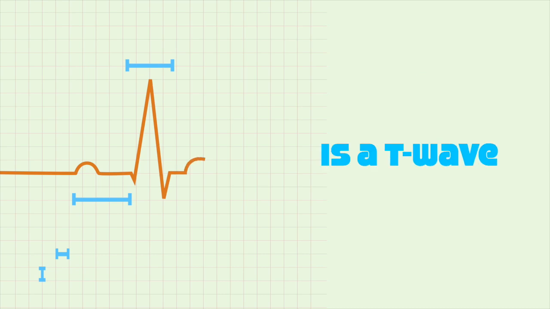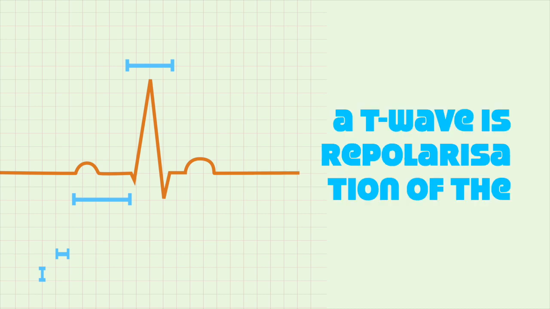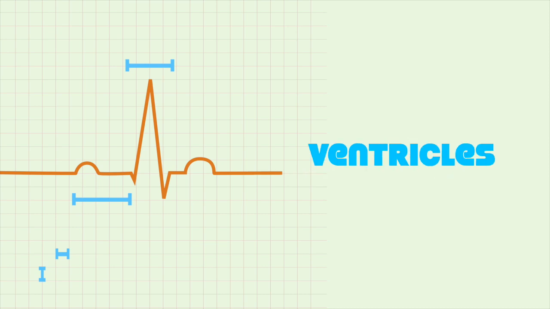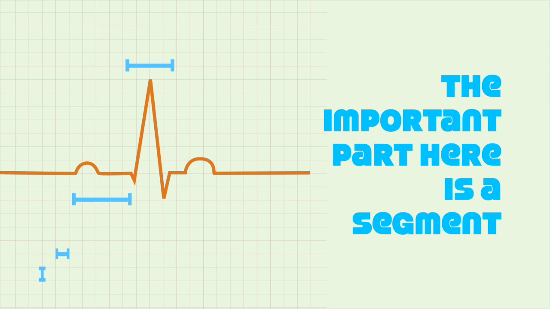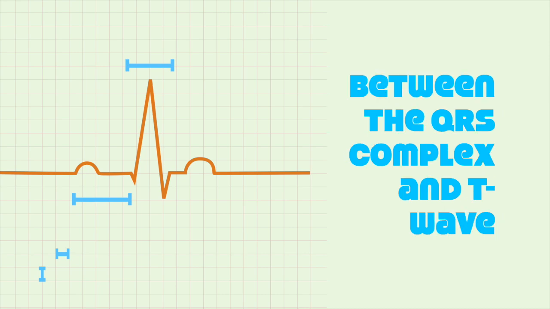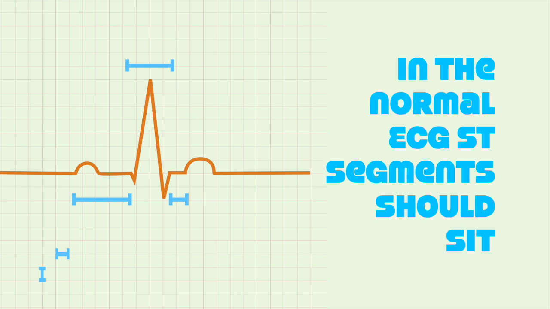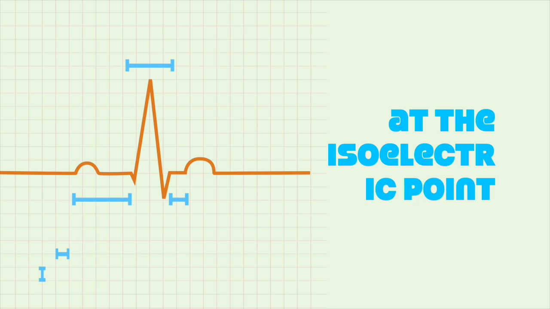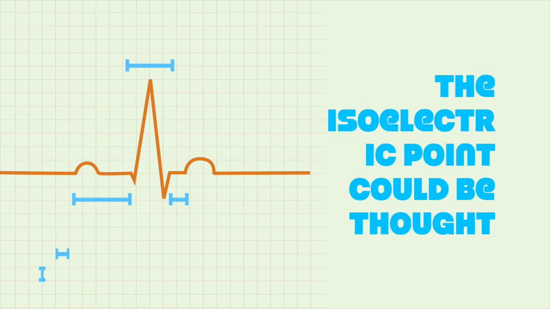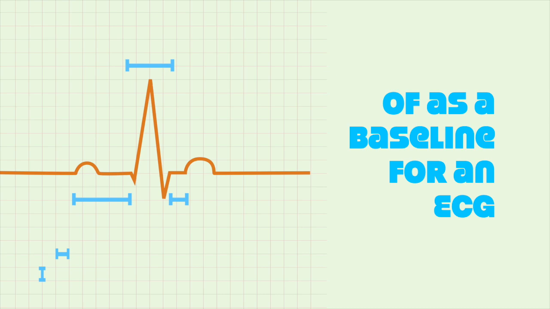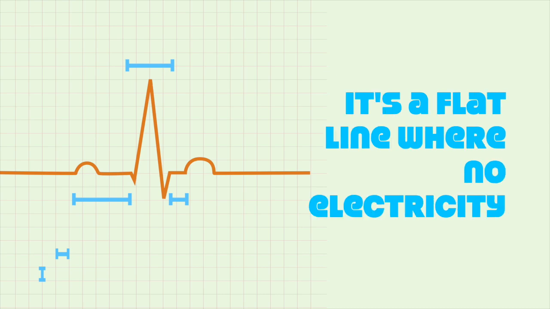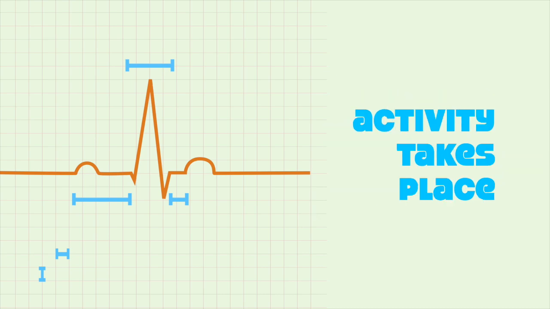The next and last wave we'll talk about is a T wave. A T wave is repolarization of the ventricles. The important part here is a segment between the QRS complex and T wave called ST segment. In a normal ECG, ST segment should sit at the isoelectric point. The isoelectric point could be thought of as a baseline for an ECG. It's a flat line where no electrical activity takes place.